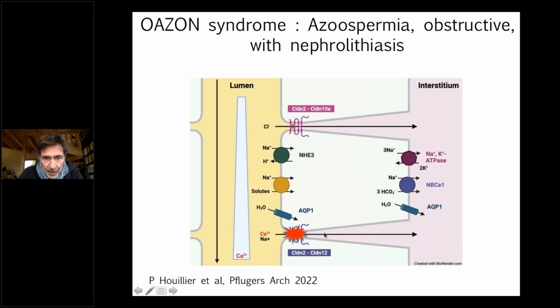And patients with Claudin 2 deficiency also have the same picture, that is hypercalciuria with normal blood calcium. Unexpectedly, those patients are very rare. One explanation could be that the same mutation in Claudin 2 causes azoospermia, and the Claudin 2 gene is located on the X chromosome. So affected patients are males, and they have azoospermia, which is not the ideal situation to have offspring.